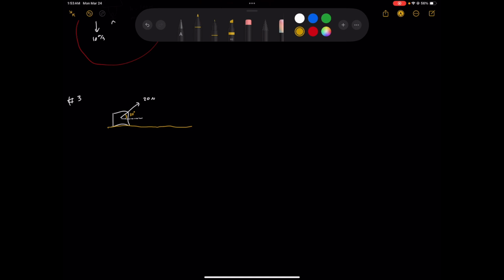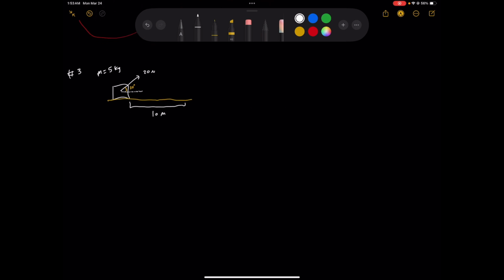So this box is being dragged across the floor. And let's say the box displaces a distance of 10 meters. All right, so this box is pulled over a distance of 10 meters, and let's say the mass of the box is 5 kilograms. And we just need to calculate the work done, right? So what is the work done on the box by the rope? We know that the work is equal to FD cosine theta. We know he travels a distance of 10 meters. We know the force is 20 newtons.